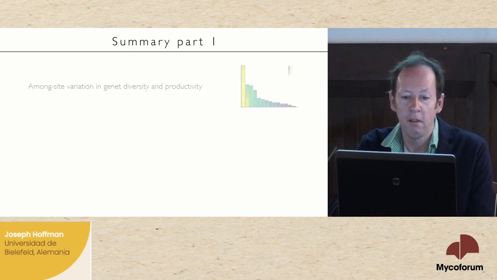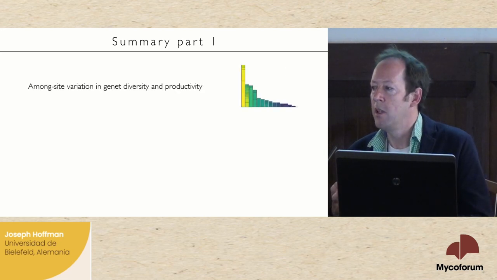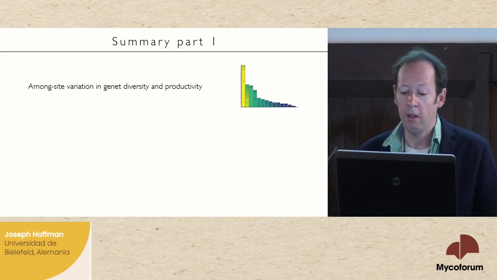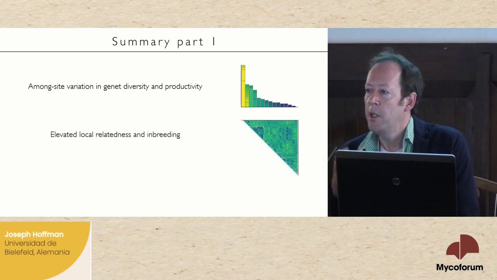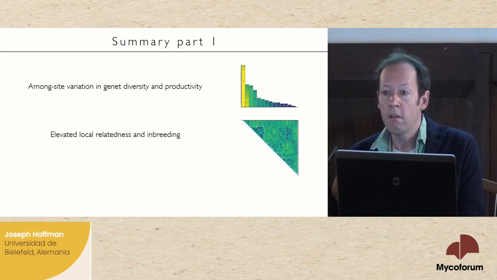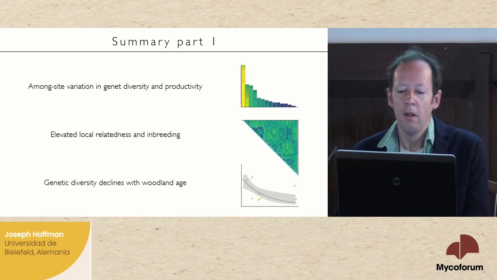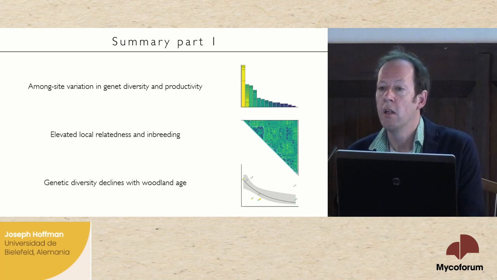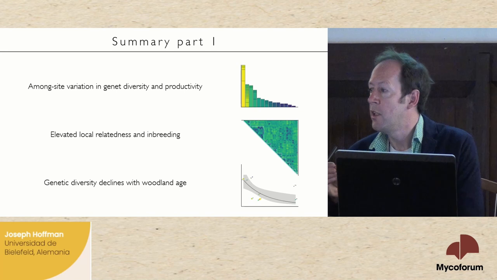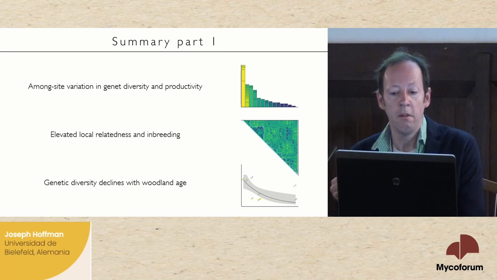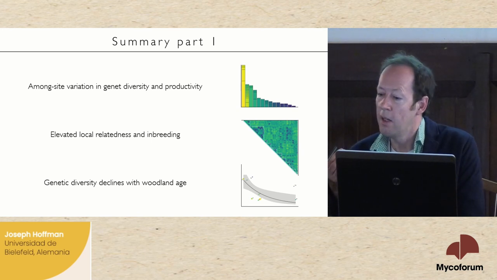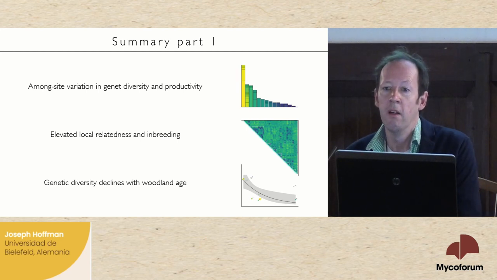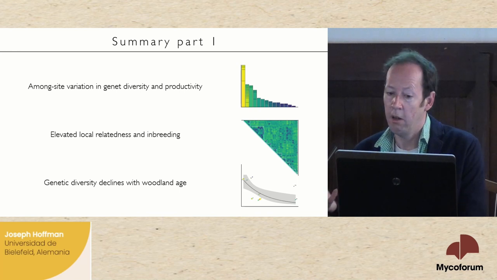So to summarize the first part, I guess one of my take-home messages is that all sites are not equal. There's a lot of variation among sites in both the diversity and the productivity of individual genets. Especially in young sites, we found evidence for high levels of relatedness as well as inbreeding. And we did find that our results supported previous studies in that diversity declines with woodland age. One possible explanation is that inbred genets may not be surviving as long as outbred genets. If this is the case, then natural selection will favor the offspring of individuals that are dispersed from a long distance away. And this will tend to undermine population structure on a large scale.